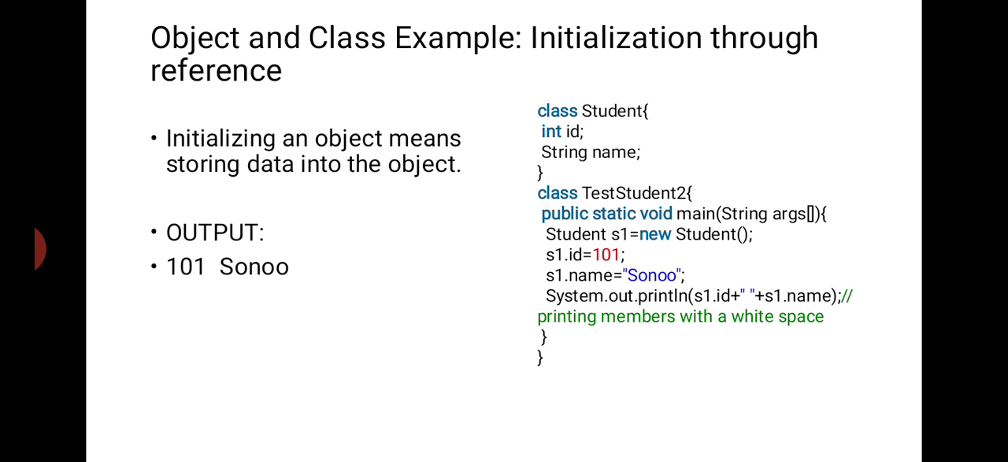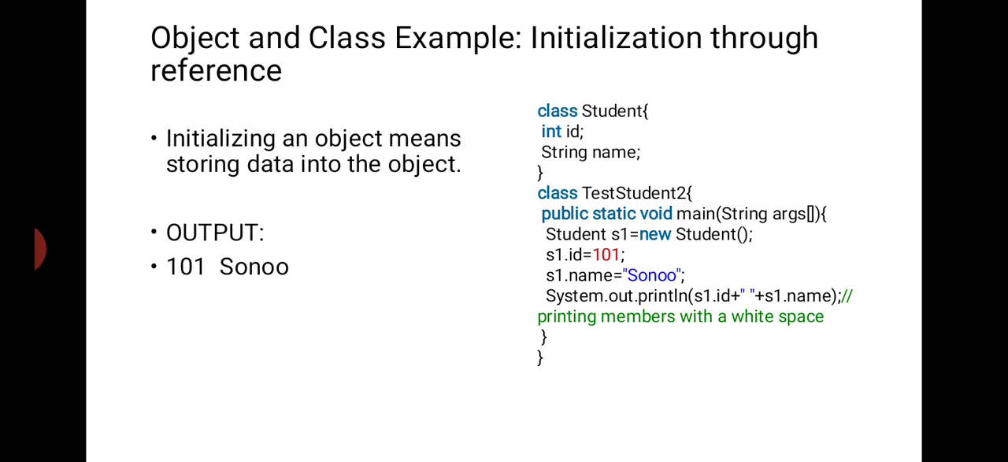Here is my class student with two variables, id and name. Another is my class test student 2. In that I have declared the main function. Then I have created the object. Now this is the syntax of initialization through reference. Object name dot variable name equal to 101. Here itself I have assigned the value 101 to the variable id. Another value, Sonu, has been assigned to my variable name.